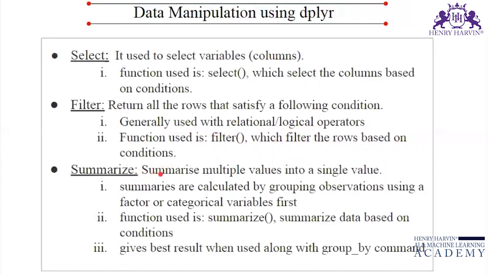Next is summarize. It summarizes multiple values into a single value, which means the summaries are calculated by grouping observations using a factor or a categorical variable first. So whenever you want to calculate the mean of your variables or the sum or maximum, any function that you want to summarize statistically, you can use the summarize function for that. It gives the best result when used along with the group_by command.